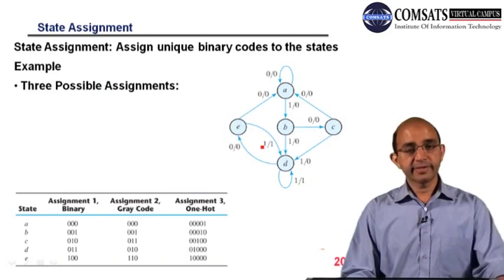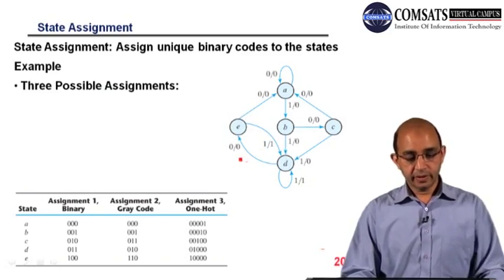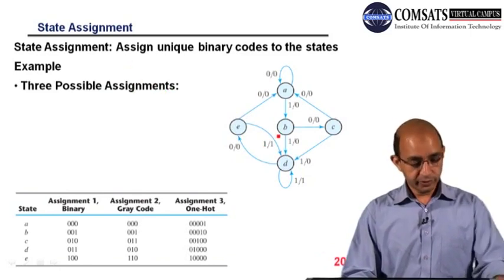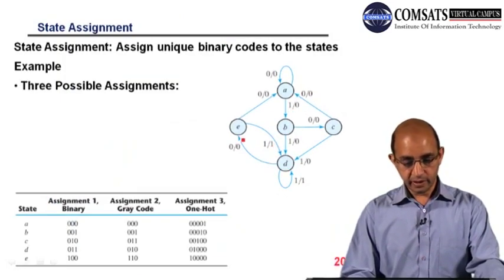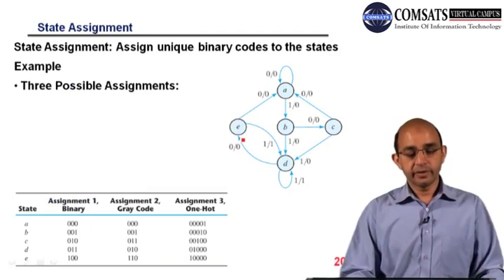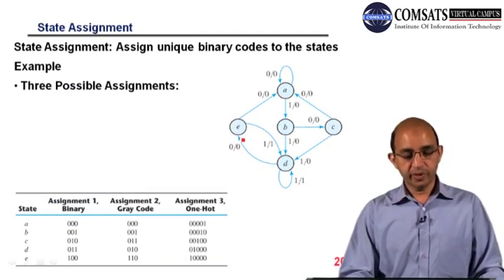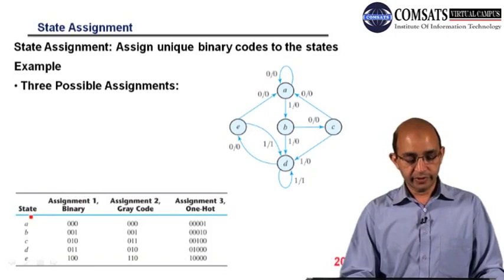And the next step is that we have to do the state assignment. So you can see we have A, B, C, D, E. Now we are performing the state assignment. So state assignment 1 is binary, assignment 2 is gray code, and this is assignment 3.